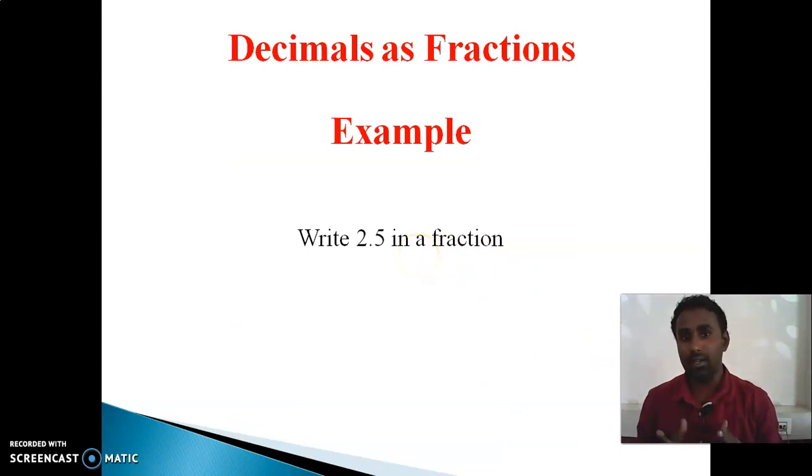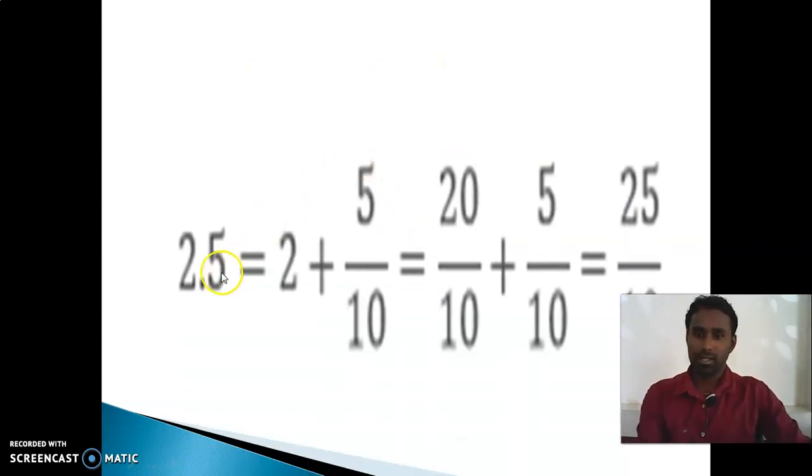How can we convert a decimal to a fraction? Okay, so here they gave one number, right? 2.5. This number we have to convert to a fraction. See here, first 2. You know it is a whole number. So I have written the whole number 2 plus. The first digit after the decimal point is called 1 by 10, right? Here what number they gave? 5. So 5 by 10. Can you understand? 5 by 10.